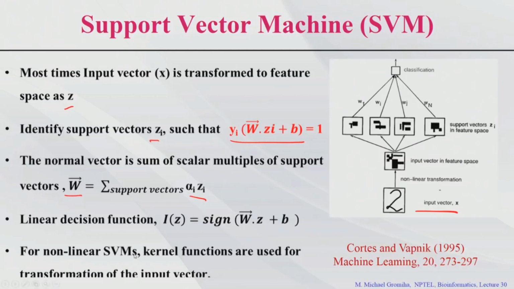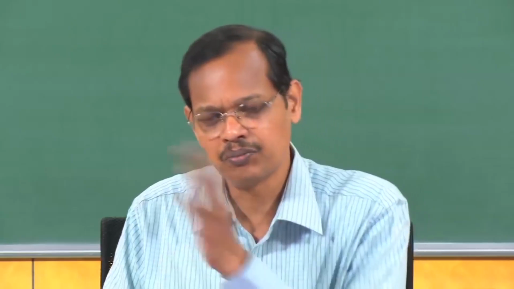Then you have the decision function of z, which tells you the sign of w dot z plus b. If it is a plus or a minus, you can define the different classes. That is the case for linear SVMs, but for nonlinear SVMs, they use various kernel functions for the transformation of the input vector. You can listen to lectures offered by the computer science department for more details.